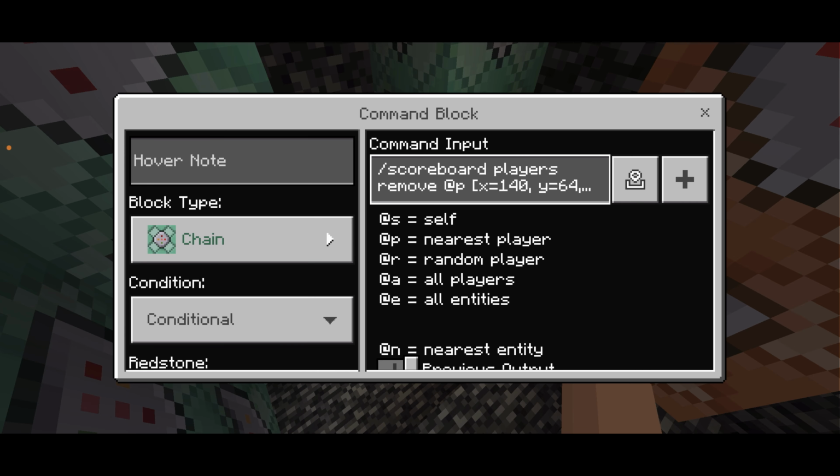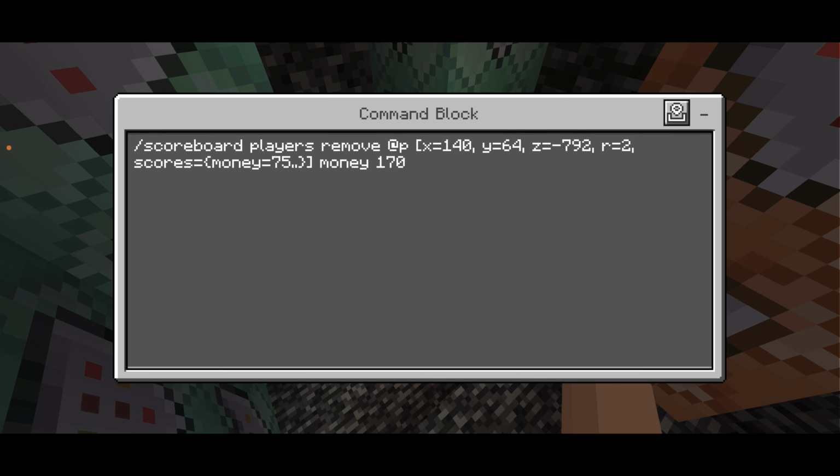Okay, chain, conditional, always active. And look, when we first saw this, I thought, oh, that's weird. And then the second season, oh my gosh, I thought I was giving them a cheaper netherite ingot, but that is not what I'm doing. What I would be doing is saying that you have to have at least 170. I would switch the numbers around: money equals 170, and then just take 75 from them and give them a discount. But maybe I do that in the future.